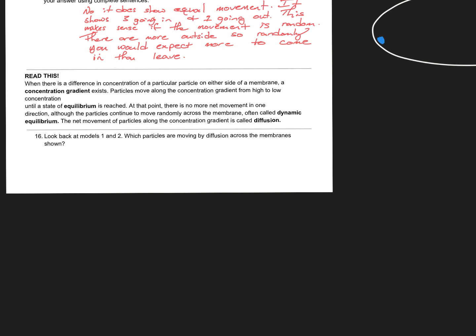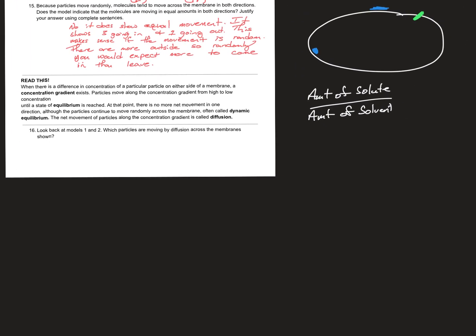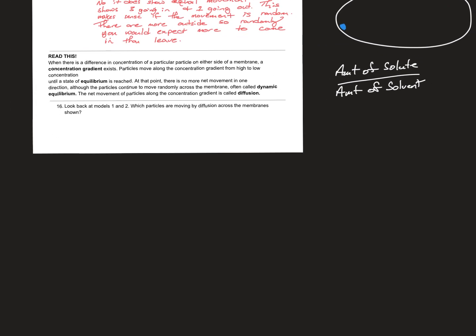So when we talk about concentration, what is concentration? It's the amount of solute divided by the amount of solvent. Isn't it a passive transfer if it goes down the gradient line? Yes, we'll talk about that in a minute. But whenever you have any movement from high to low, we call it diffusion.